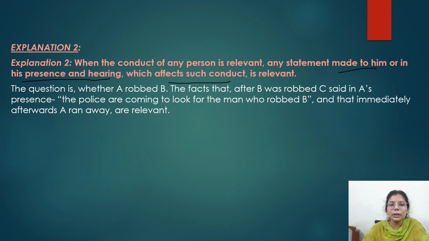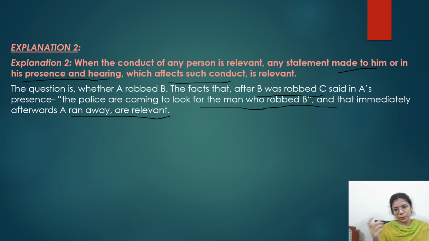The question is whether A robbed B. The facts that after B was robbed, C said in A's presence, the police are coming to look for the man who robbed B, and that immediately afterwards A ran away, are relevant. So this was the example which was related to explanation 2. The statement was made in presence of the person whose conduct is relevant under section 8. So here, after hearing that statement, the accused ran away. That is the reason why this statement also becomes relevant.